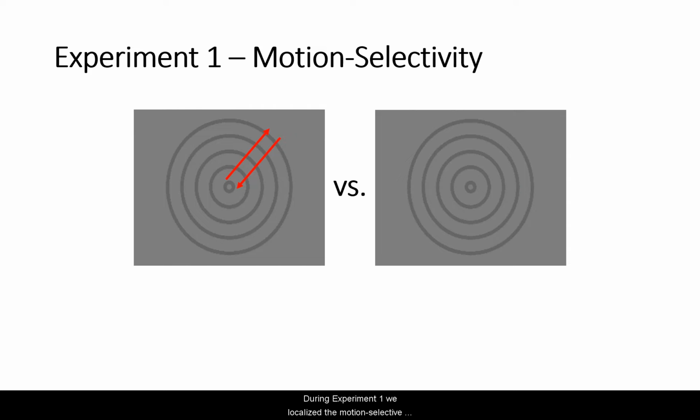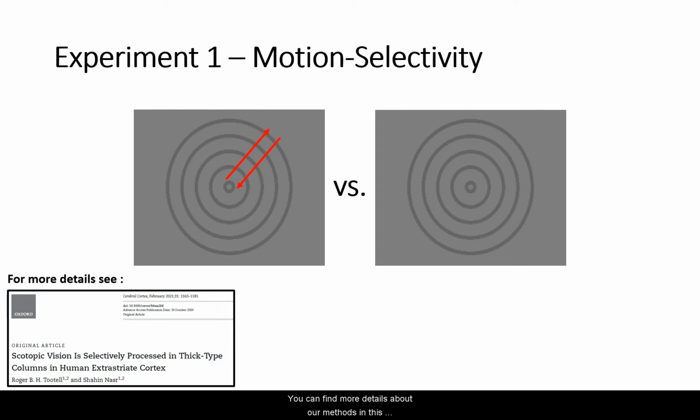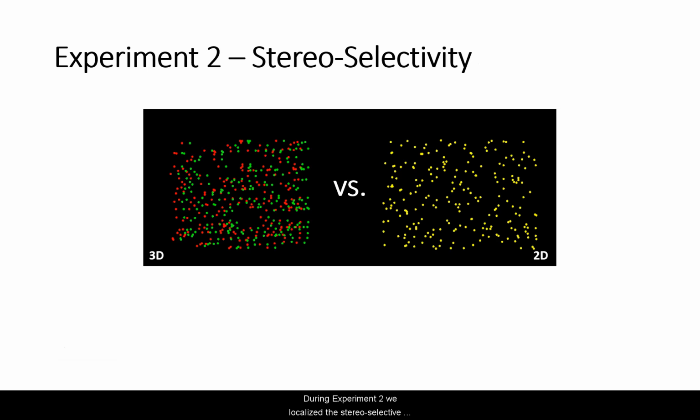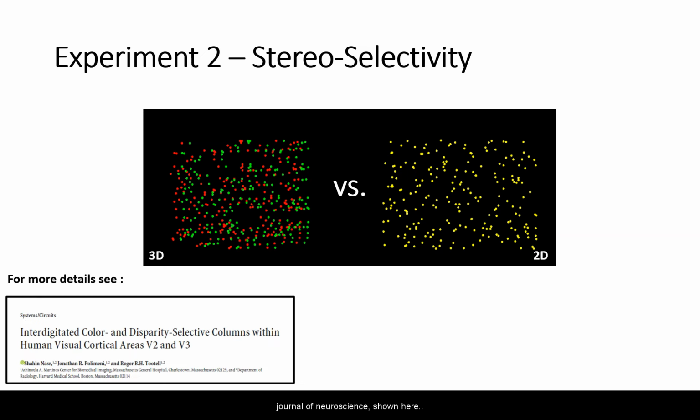During experiment 1, we localized the motion selective areas in our subjects based on the response evoked by moving versus stationary concentric rings. You can find more details about our methods in this paper, recently published in the Journal of Cerebral Cortex. During experiment 2, we localized the stereoselective areas in our subjects based on the response evoked by 3D versus 2D stimuli, generated by random dot stereograms. Subjects saw the stimuli through red and green filters. More details can be found in our paper published in the Journal of Neuroscience, shown here.